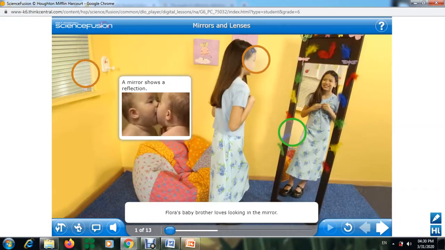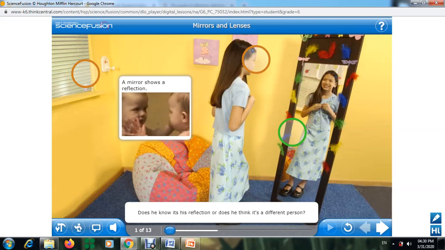Flora's baby brother loves looking in the mirror. It's funny when he sees himself, as he's not sure what is going on. Does he know it's his reflection, or does he think it's a different person? What do you think?